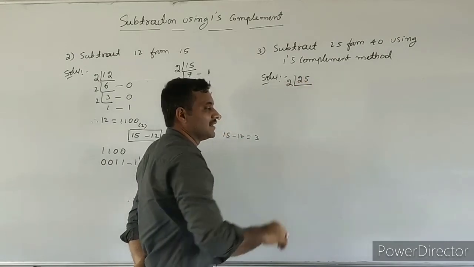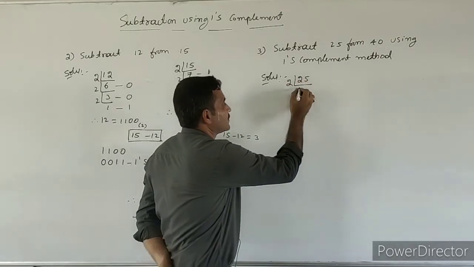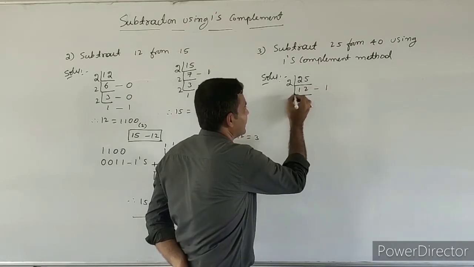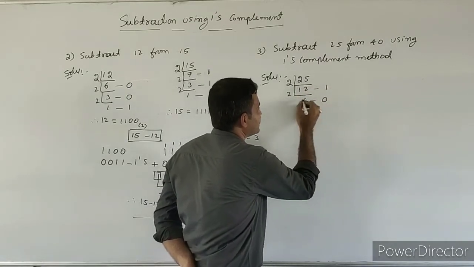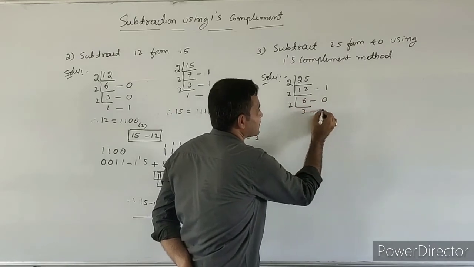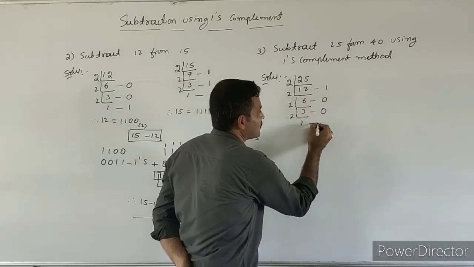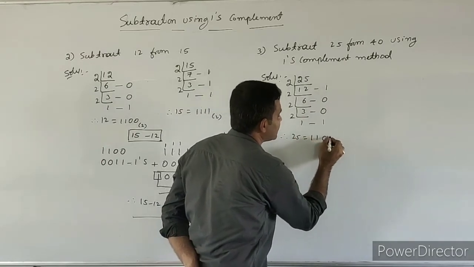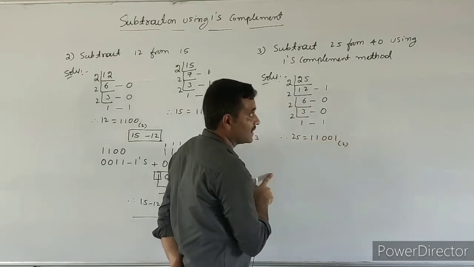25 repeatedly divided by 2. 2 twelves are 24, remainder is 1. Then 2 sixes are 12, remainder is 0. 2 threes are 6, remainder is 0. 2 ones are 2, remainder is 1. Therefore, 25 is equal to 1 1 0 0 1 in binary.